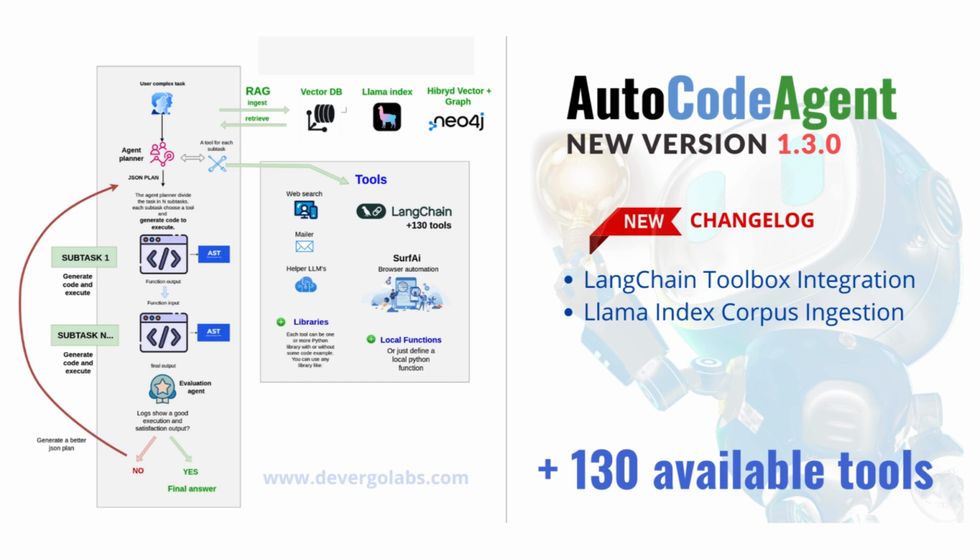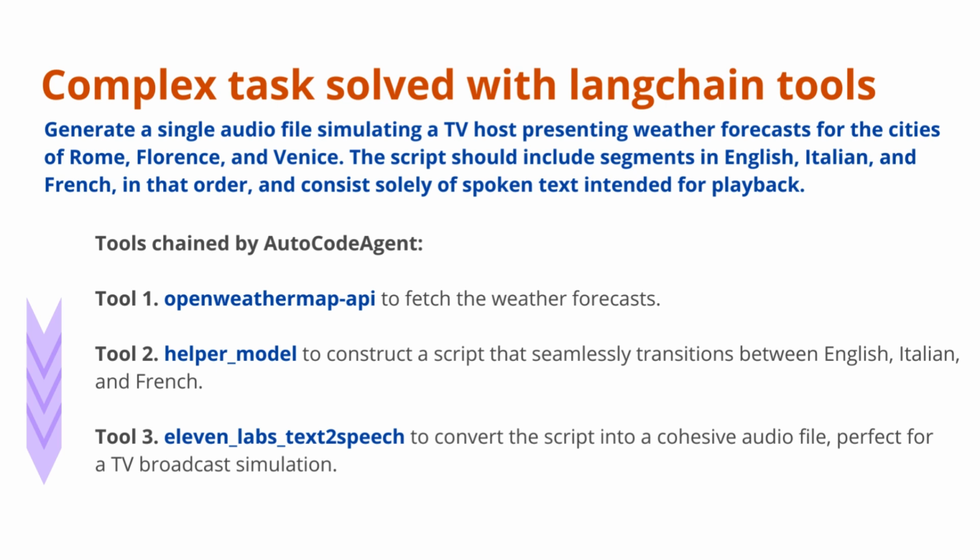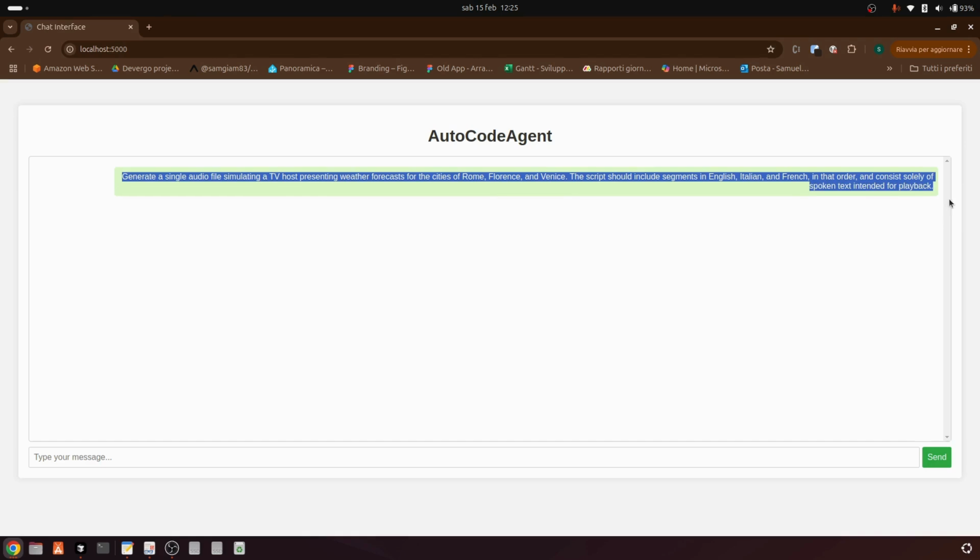for a full rundown. Now, let's dive into a live demonstration of AutoCodeAgent in action. Watch as it breaks down a complex task, creating a TV host who presents weather forecasts, using the powerful tools provided by Langchain. Over the next few minutes, you'll witness firsthand how AutoCodeAgent dynamically decomposes this task and seamlessly integrates various functionalities. Stay tuned, because after the demo, we'll dive into a detailed code analysis to show you exactly how the Langchain integration was implemented.